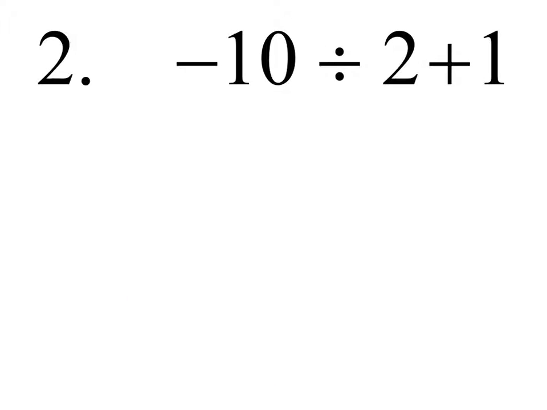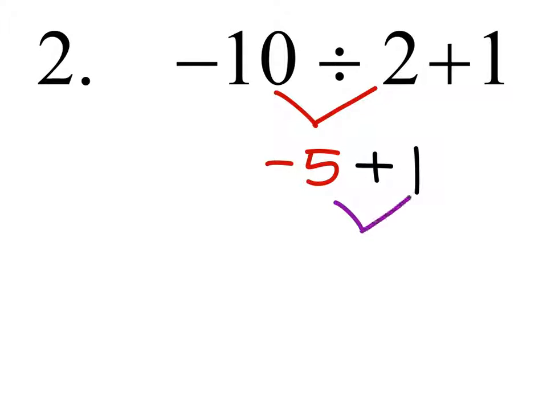Alright, right here I got negative 10 divided by 2, which would be half of that negative 10 is negative 5. And then if I add 1 to that, again I would be moving right on the number line or paying off a debt, which means now I only owe $4.